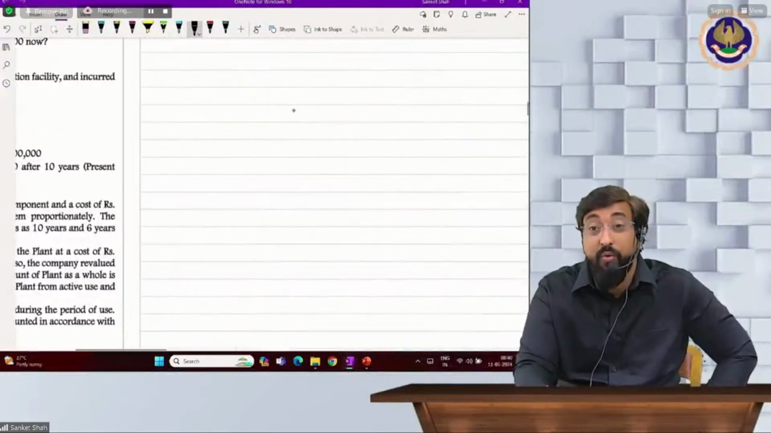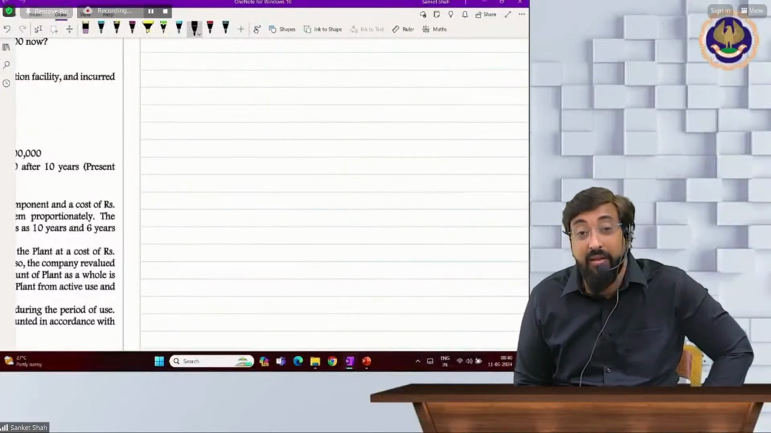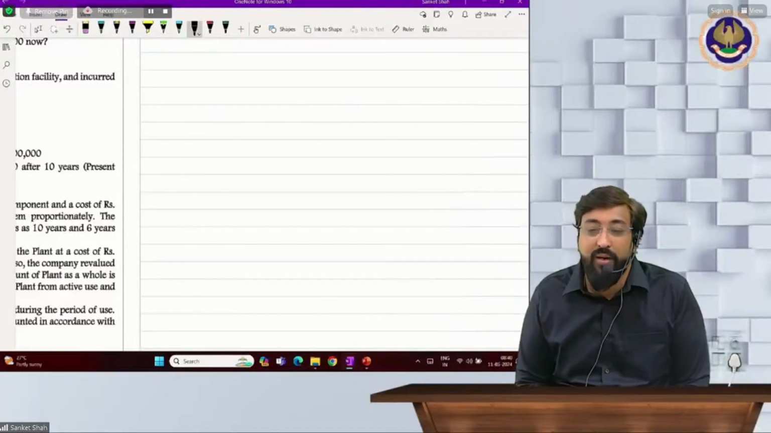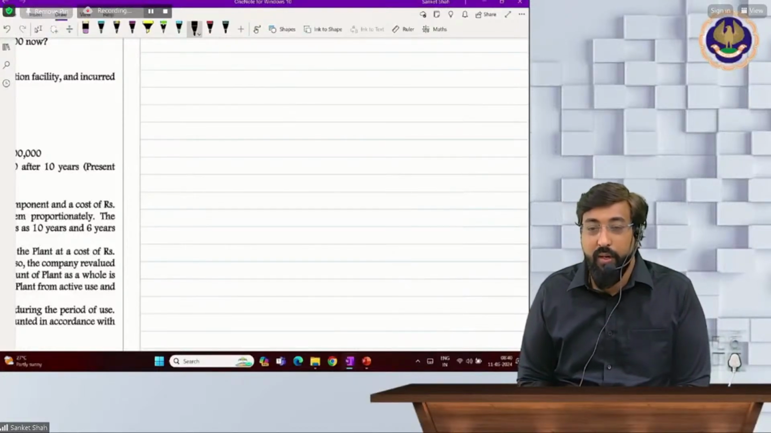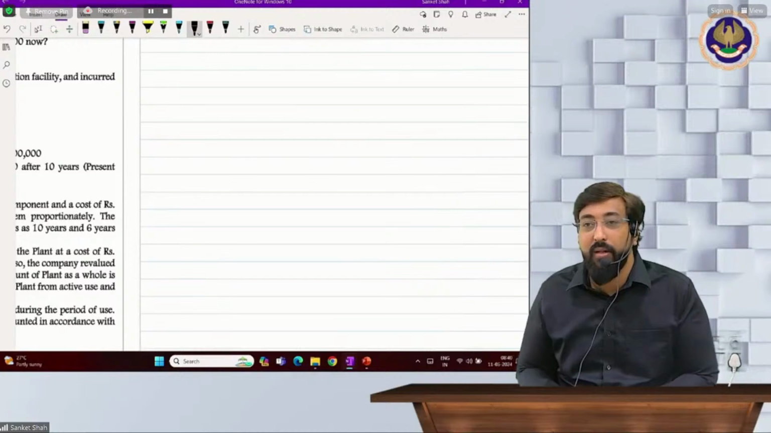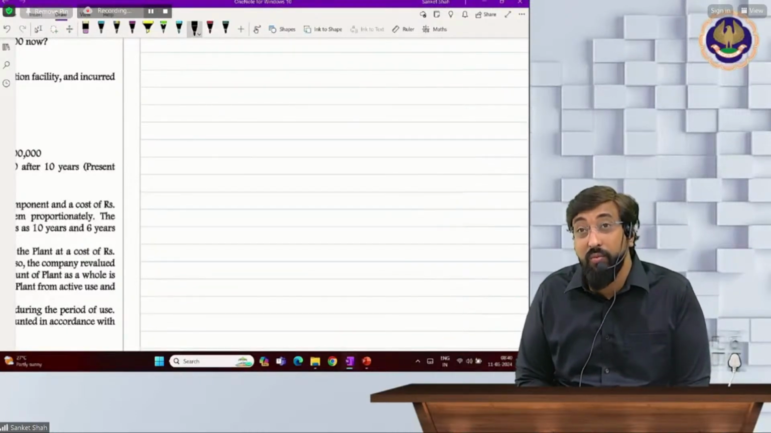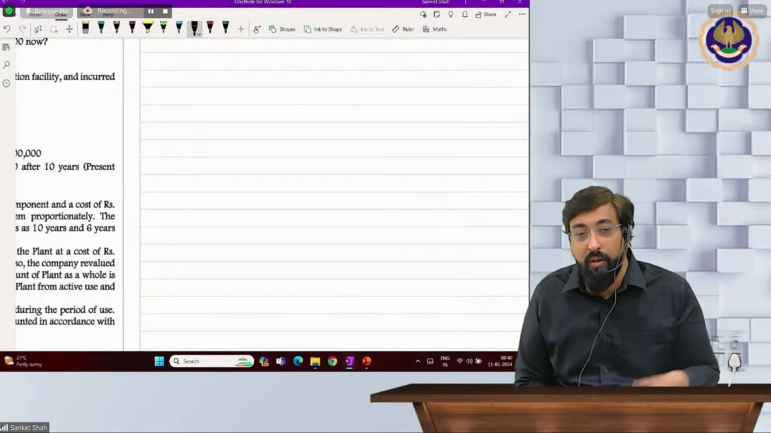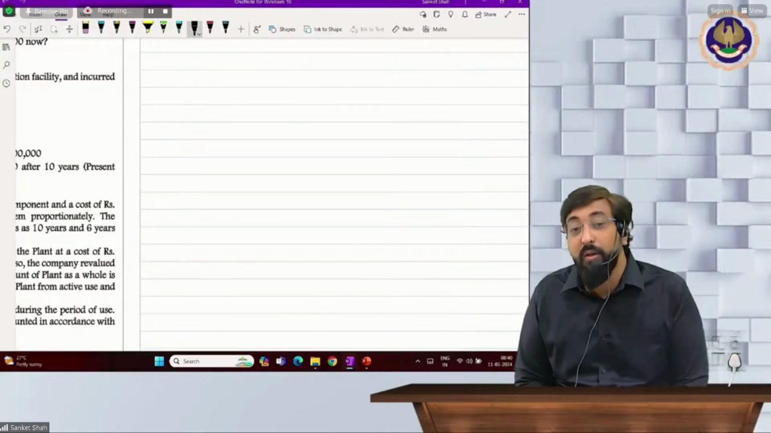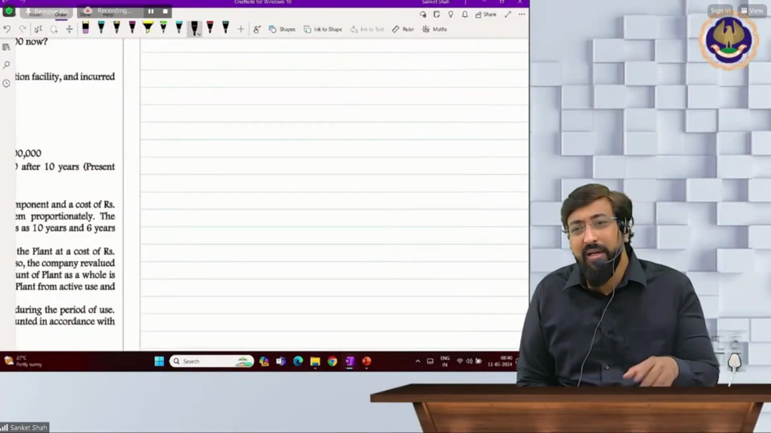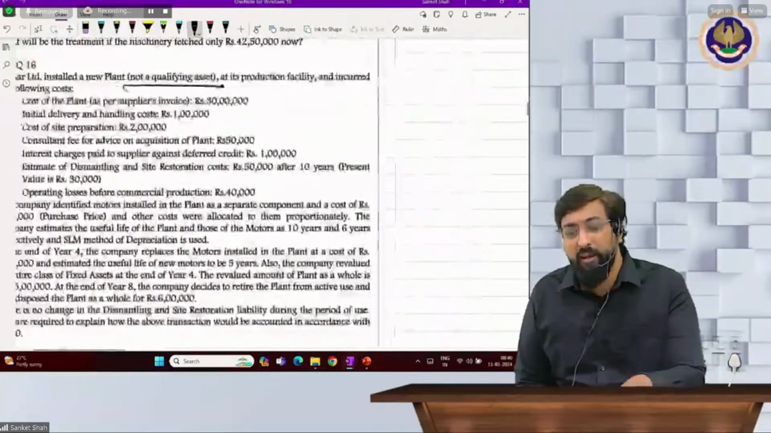In borrowing cost, if you are paying interest, that will be added in case of a qualifying asset. What is a qualifying asset? An asset which takes time to get ready. For example, if I construct one shed and it takes, assume, more than one year, and for that I borrowed some loan, that loan interest I will capitalize. So you will understand it after reading the illustrations of Accounting Standard 16.